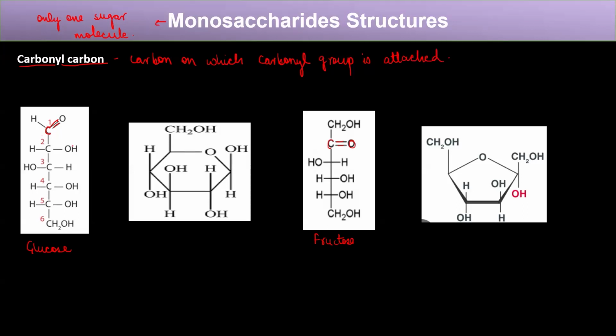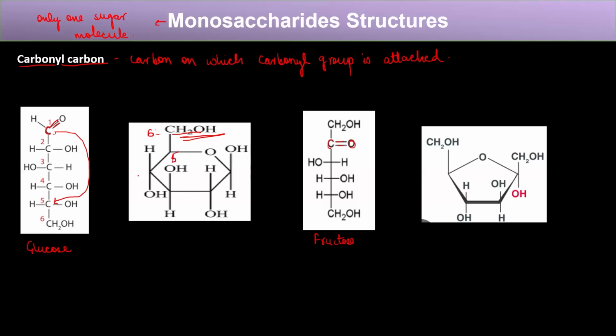So in the linear structure, it is very much clear where the carbonyl group is attached. But what about the ring structure? If we take the example of glucose, this CHO group forms a bond to the fifth carbon, right? And if we start numbering, this is your sixth carbon, because this CH2OH is clearly visible in the ring structure as well. This is your CH2OH, so this is the sixth carbon.